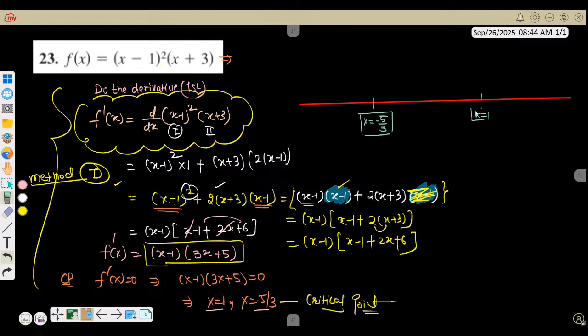Now tell me how we will identify the behavior of the function on this side or this side, and what is the behavior after x is equal to 1. How will we check? You have to plug it into the derivative to see if you get a positive or negative number.